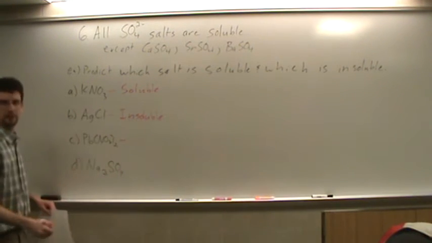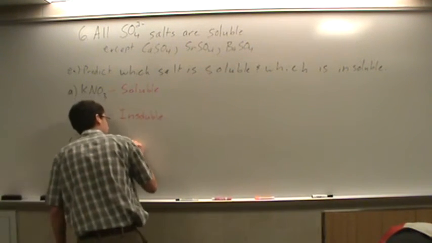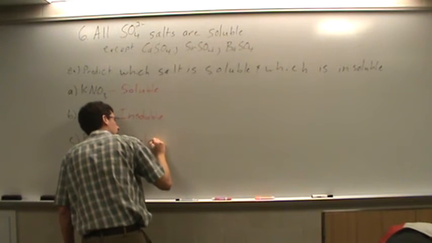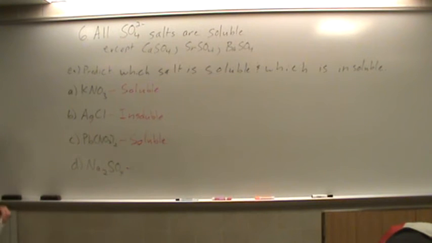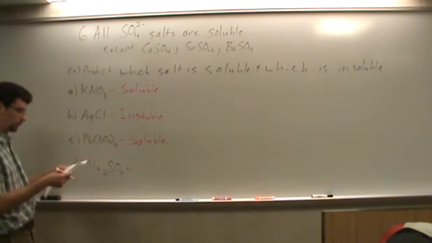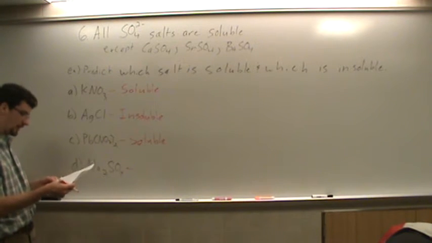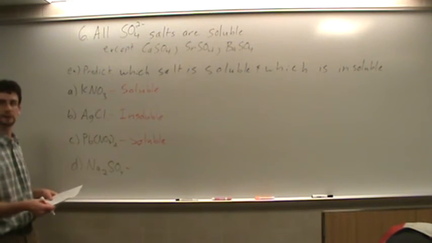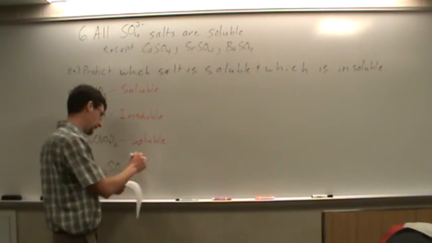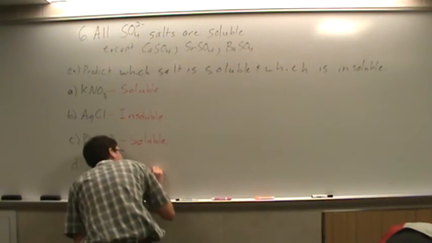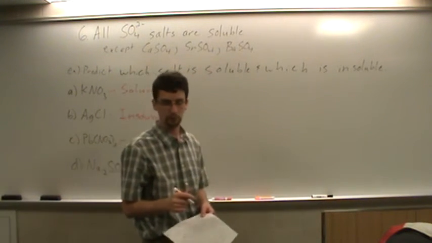Lead 2 nitrate. If we check out rule 2, again, all nitrates are soluble, so this is a soluble salt. And then for the last one, we have sodium sulfate. If we check through all of our rules, the first one states all alkali metals are soluble. If we look at the very last rule, it also says all sulfate salts excluding calcium sulfate, strontium sulfate, and barium sulfate are soluble. So this salt is also soluble.